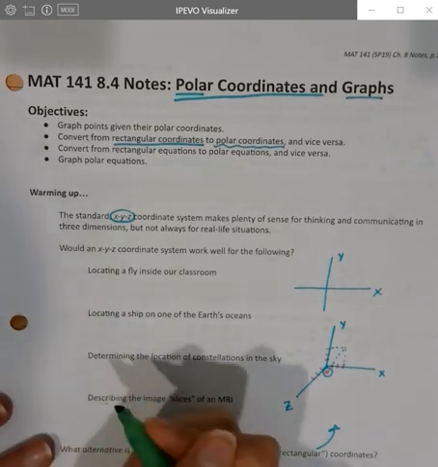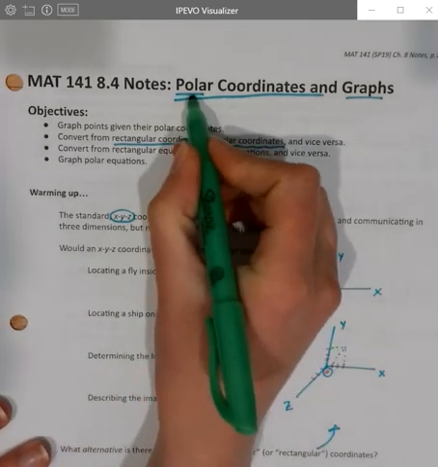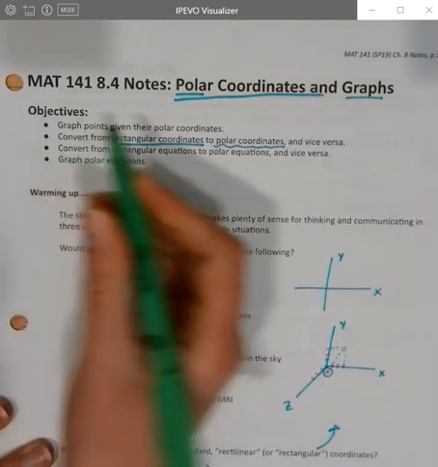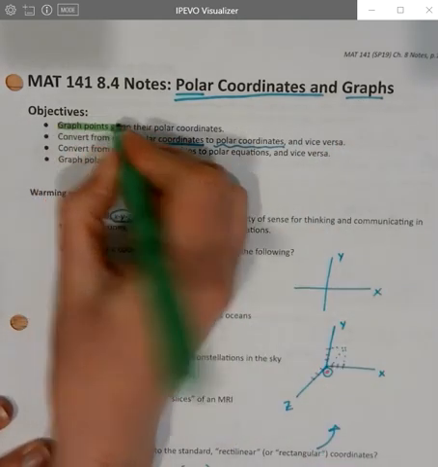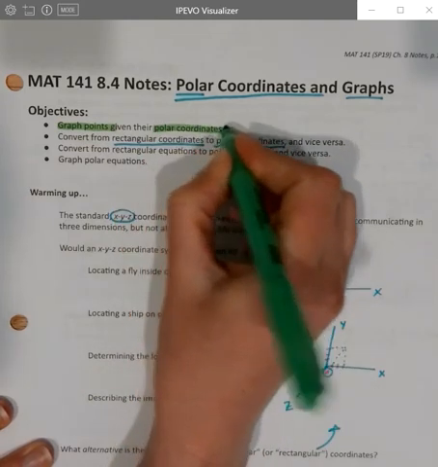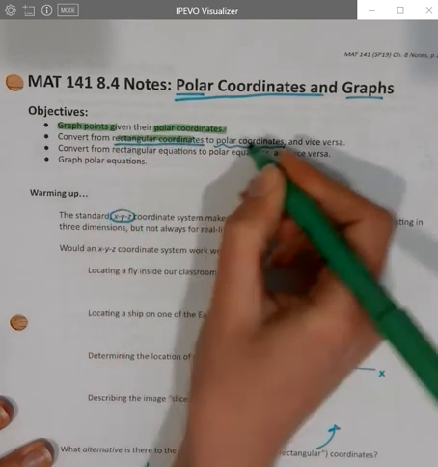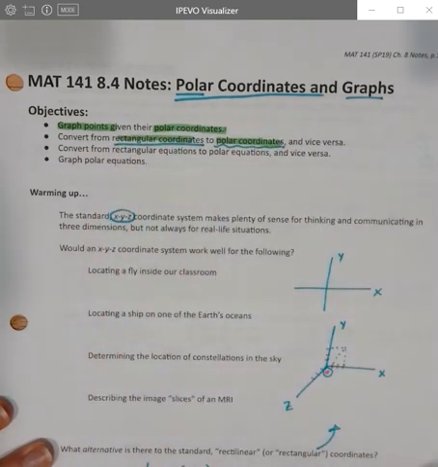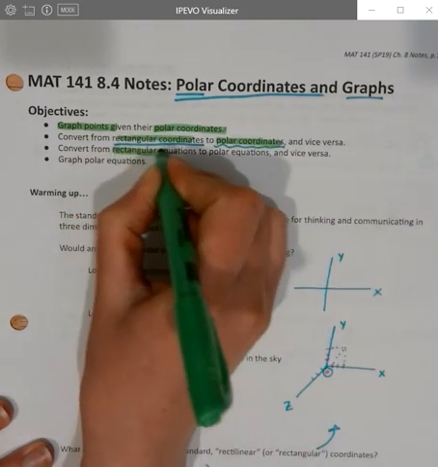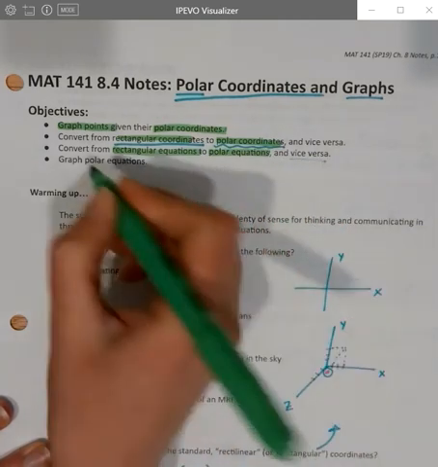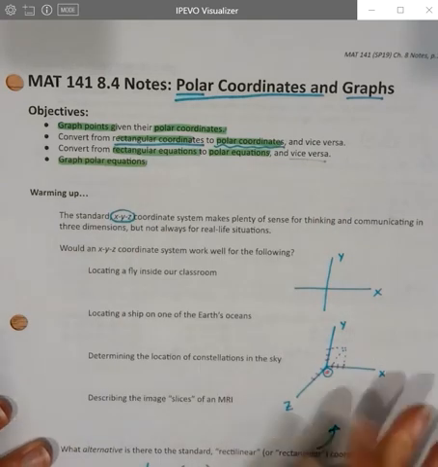So what we're focusing on in 8.4 here are introducing polar coordinates and polar graphs. Some of our objectives are we're going to graph points given their polar coordinates. We're going to convert between rectangular coordinates and polar coordinates and vice versa. And we're going to also convert rectangular equations to polar equations and vice versa. We're also going to graph some polar equations.